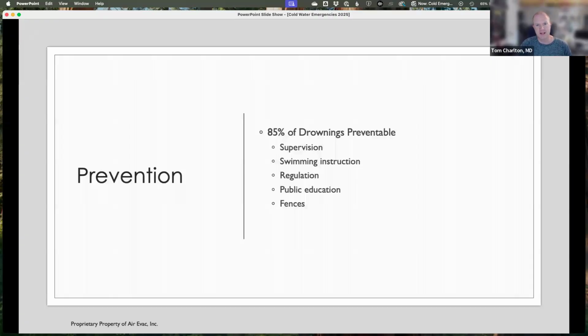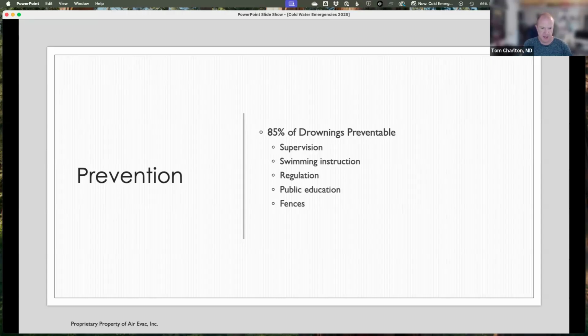So what can we do to prevent this? Well, we know that 85% of these are preventable. And a lot of them is because of supervision and swimming instruction. If we had more supervision of kids that are at the highest risk, that would mitigate some of these deaths. If we had more prevalent public swimming instructions available, I think that would go a long way. It would teach people how to be safe in the water, and at the very least, teach them how to rescue. We also know that regulations sometimes will help with this.